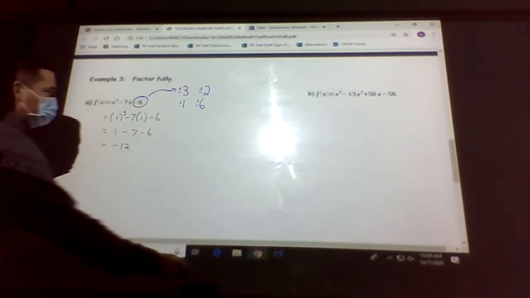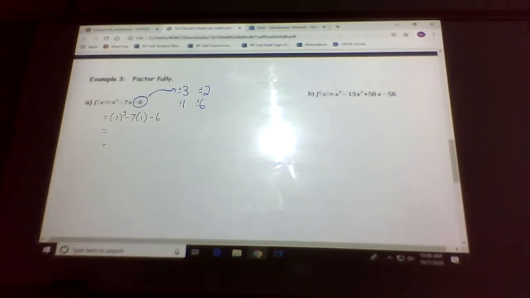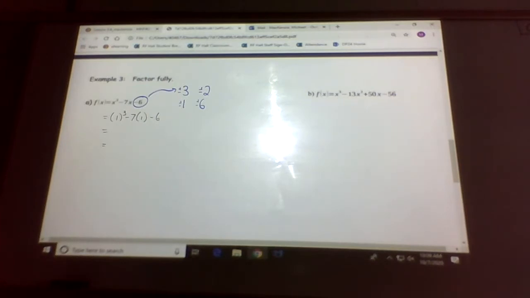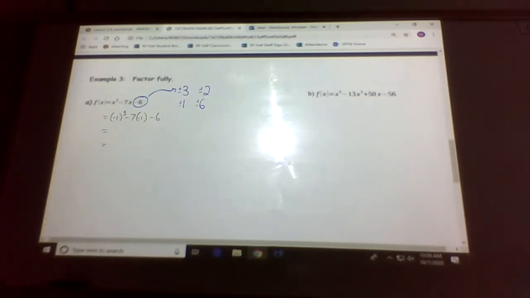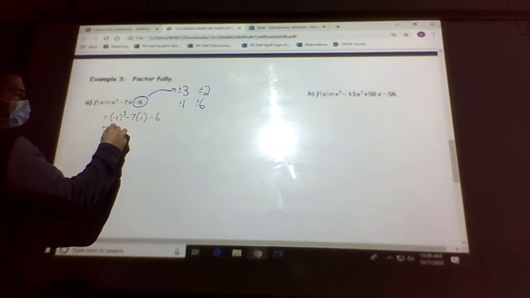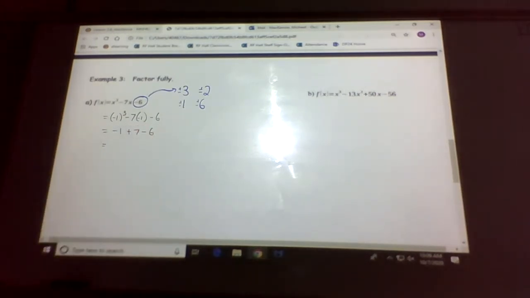You don't need to copy that out. What's the next easiest number I could use? Like 2? Even easier? Negative 1. Let's go negative 1 now. If I go negative 1, I get negative 1 plus 7 minus 6, which gives me 0.